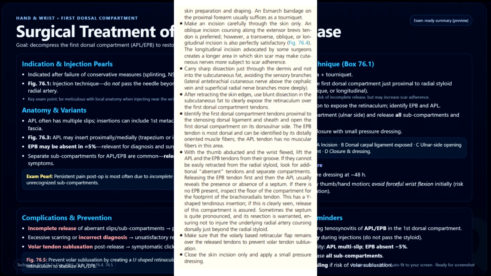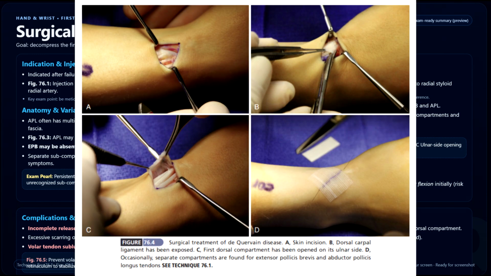In Figure 76.4, the surgical sequence is illustrated step by step. In Panel A, we see the skin incision. In Panel B, the dorsal carpal ligament has been exposed. In Panel C, the first dorsal compartment is being opened on its ulnar side. And in Panel D, the wound has been closed with a small dressing. This stepwise photographic sequence is particularly valuable for understanding the procedure and is a likely topic for exam questions.